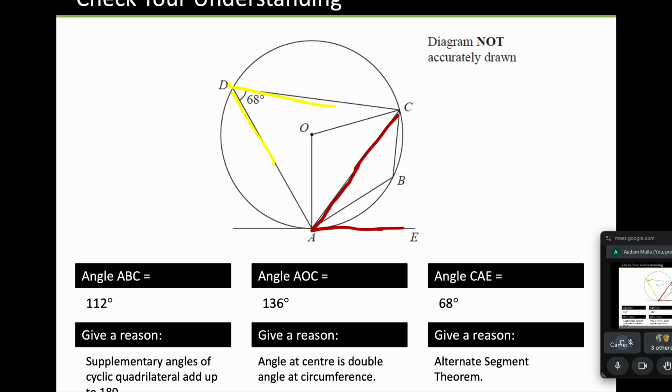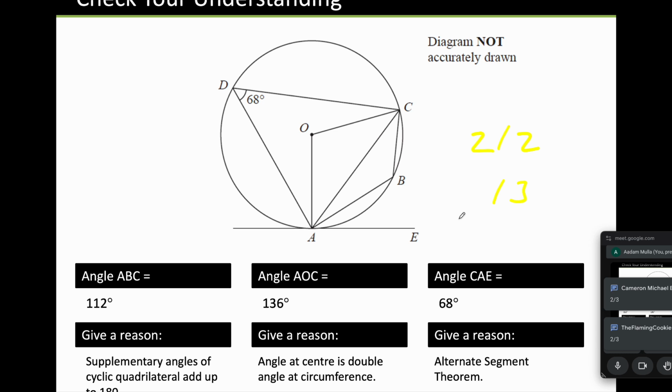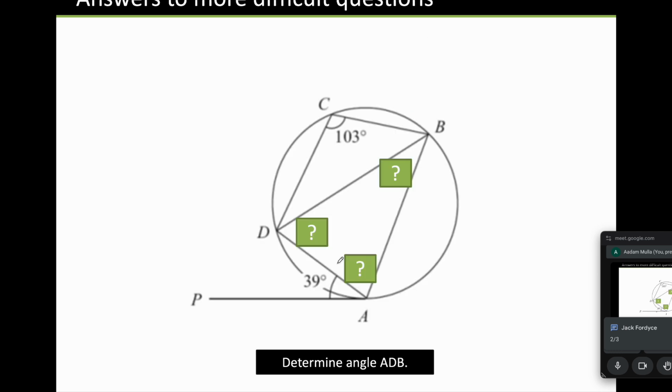Just write a score out of, like if you did 2, write 1 out of 2, 0 out of 2, 2 out of 2, just so I can see what you got. Or if it's out of 3, 0, 1, 2, or 3 out of 3. Okay, cool. So I think if you're not too sure, always look out for alternate segment theorem. I think that's the hardest one to find.